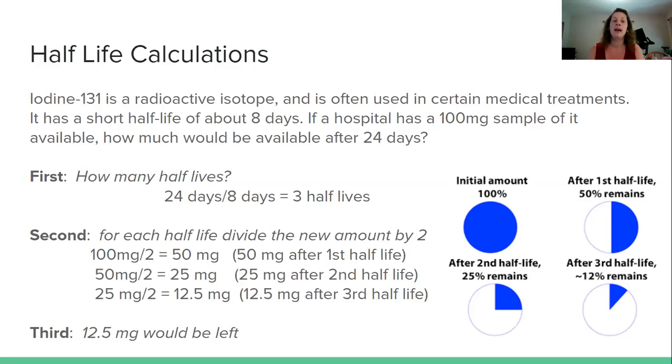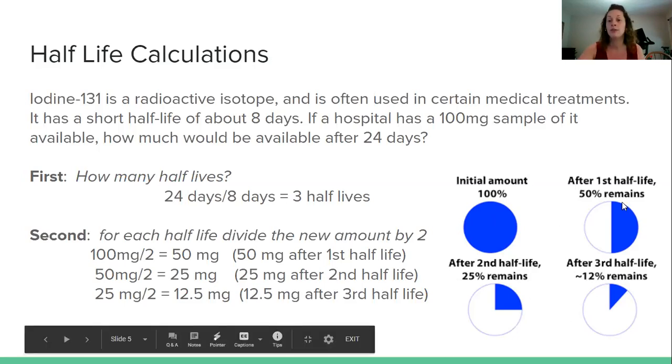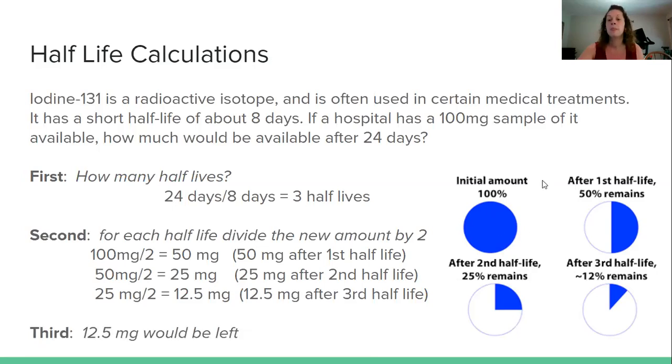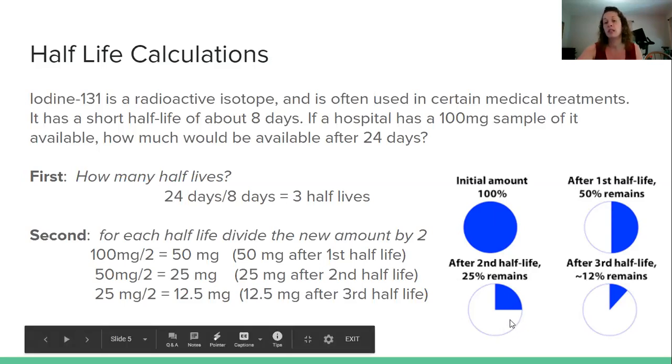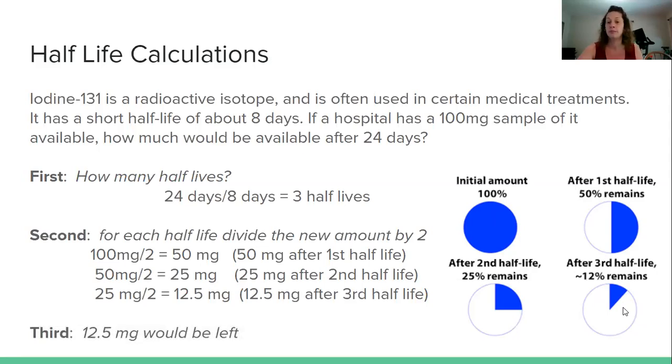And that allows doctors to determine the dosage and the frequency of medication and treatment when working with an isotope like this. And there's a nice pie chart or circle graph visual of this to the right. So you have your initial amount is 100%. After 1 half-life, it's 50%. You take half of it, it's gone. Divide by 2 again, 25% remain. And then after the third half-life, about 12.5% remain.